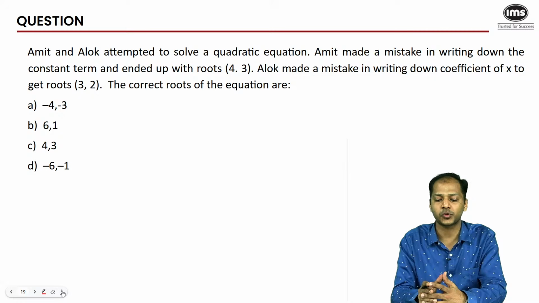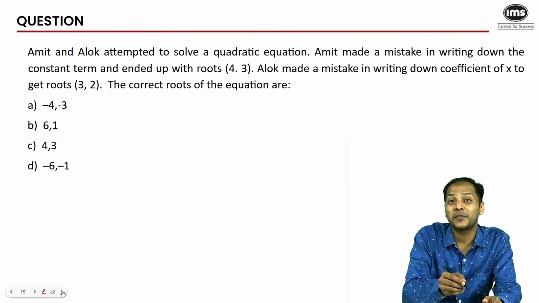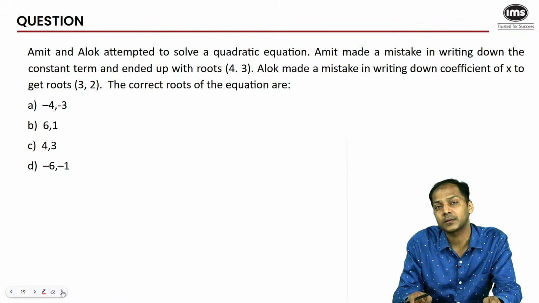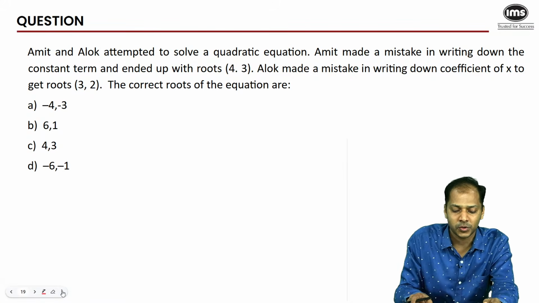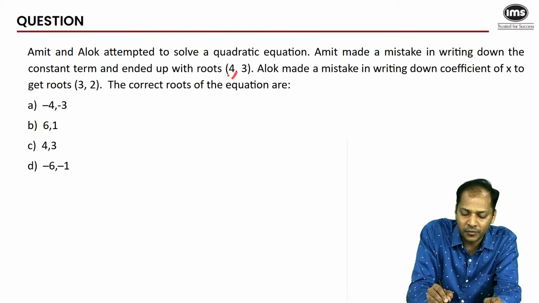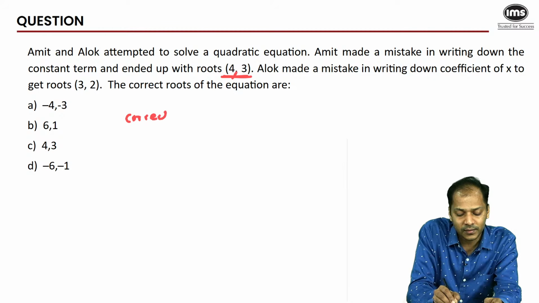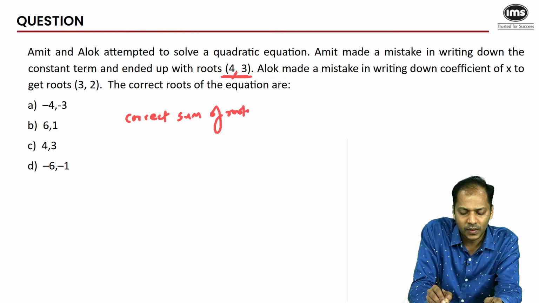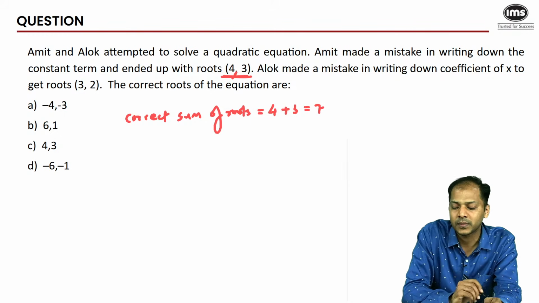Amit and Alok attempted to solve a quadratic equation. Amit made a mistake in writing down the constant term, but we know the constant term is related to the product of roots. Sum of roots is related only to the middle coefficient and the first coefficient. So his sum of roots would be correct. He has written the constant term wrong, but 4 and 3 should give you the right sum of roots. So therefore the correct sum of roots will be equal to 4 plus 3, that is 7.